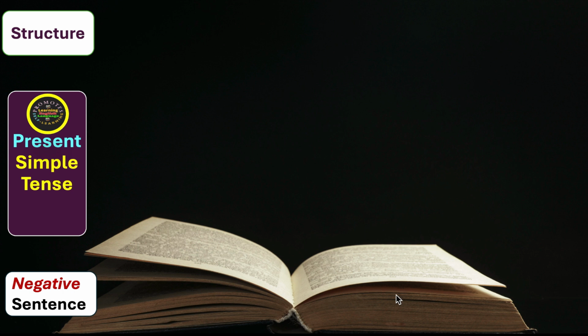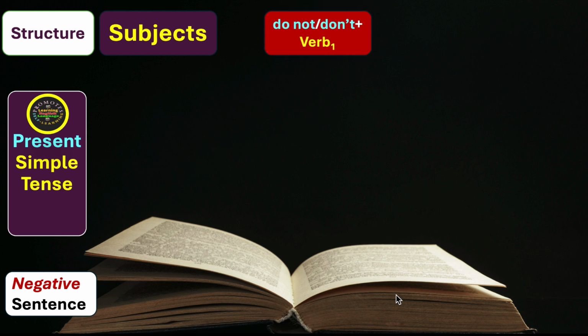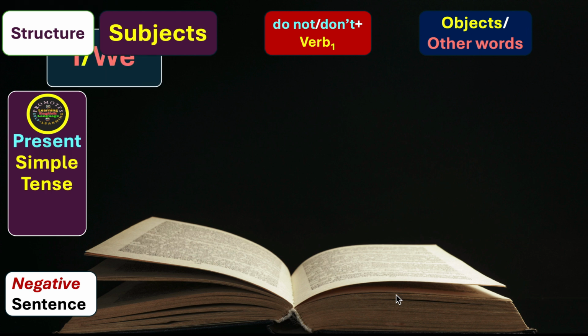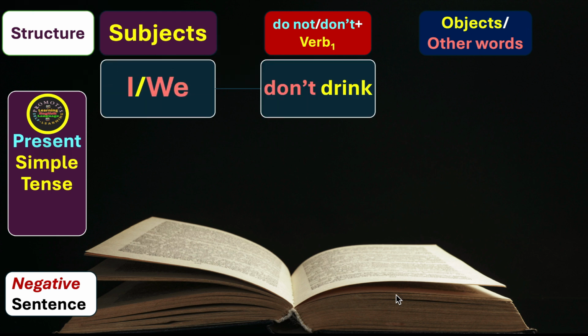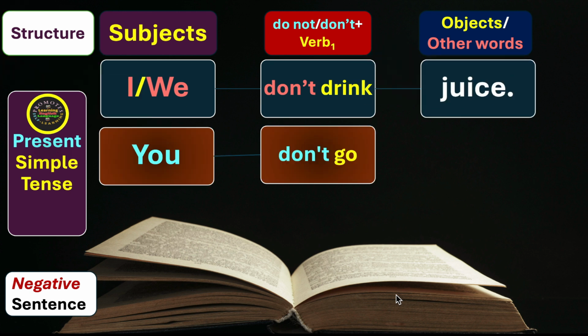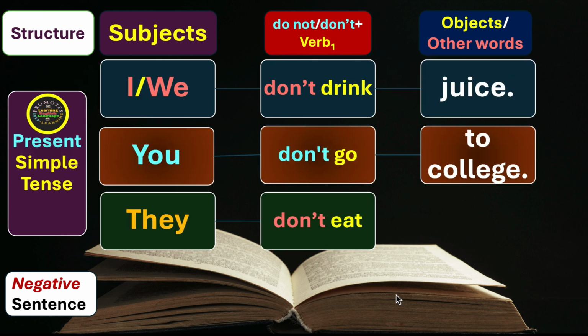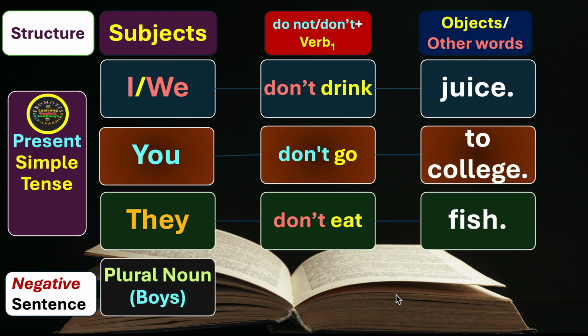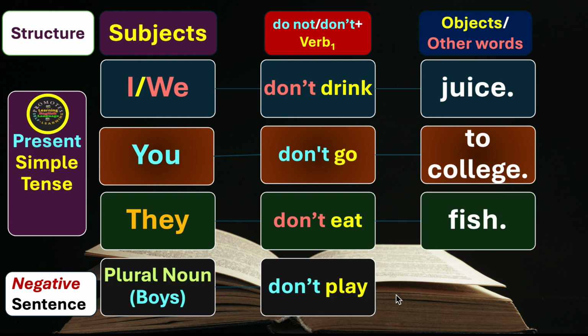We continue our discussion about the structure of present simple tense, but in the negative form of sentence. We have the subject, but in the negative form of this rule, we use do not or don't plus the first form of the verb, and then we have objects, or we call it other words. Likewise, if we have subject I, we use don't and then drink. We cannot say don't drinks. It's wrong. Or we cannot say doesn't drink, because our subject is I or we, and we have the juice. Likewise, you don't go to college. They don't eat fish. Plural nouns like boys, girls, people, students don't play tennis.